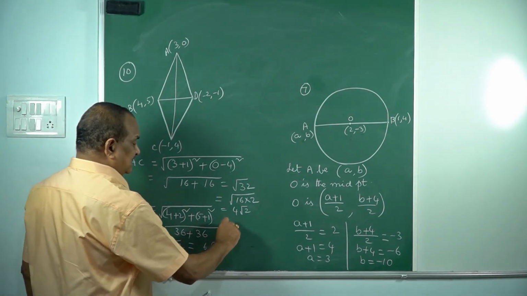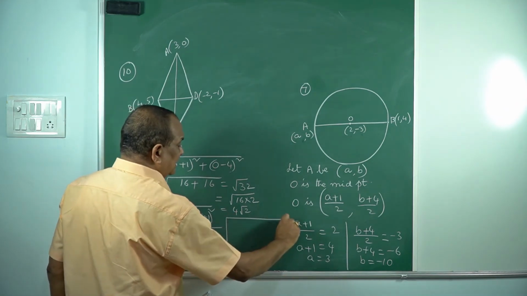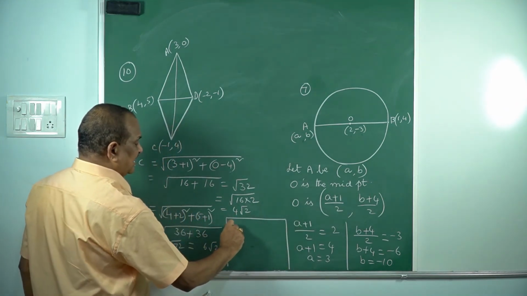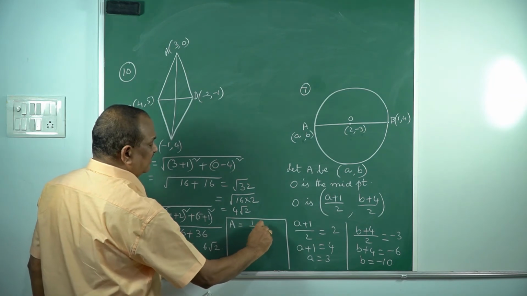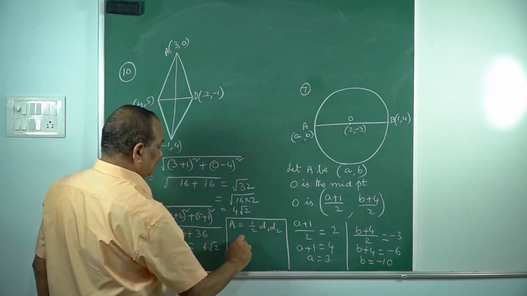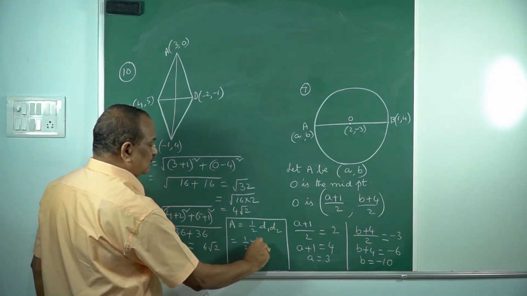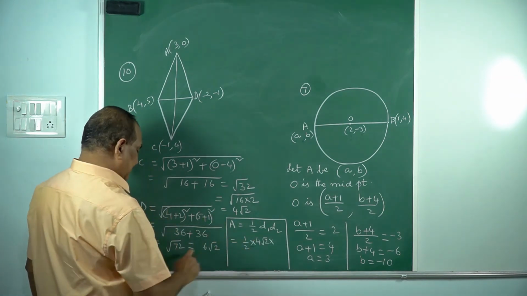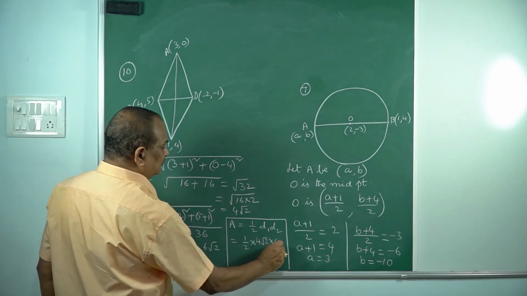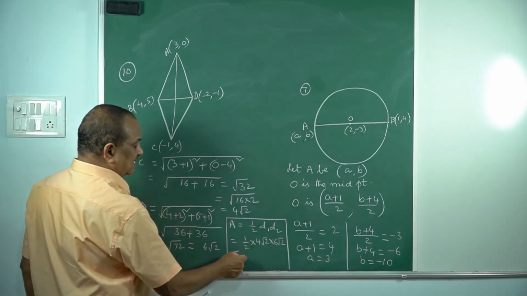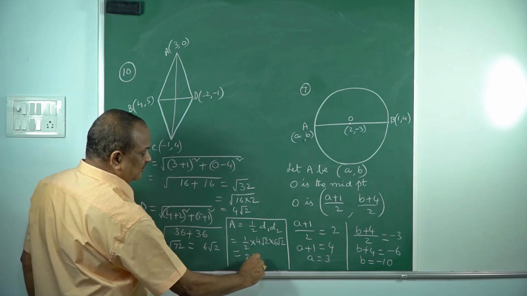Now I just take this space to determine the area of the rhombus. A is equal to half d1 d2, half, and one diagonal I got here as 4 root 2, and another diagonal I got as 6 root 2. And the answer is 24 square units.